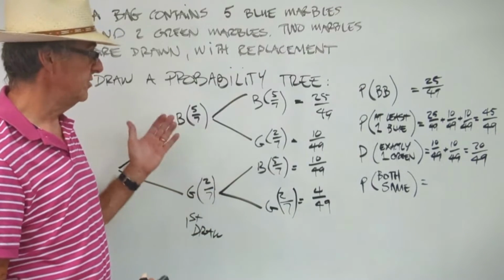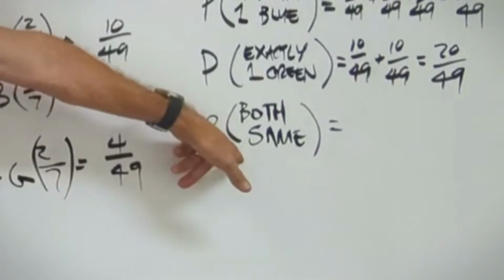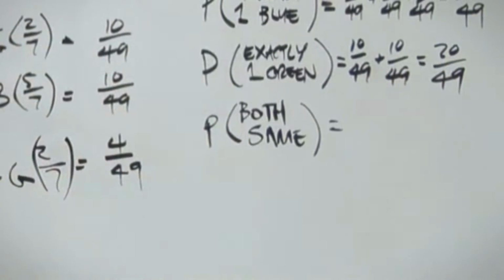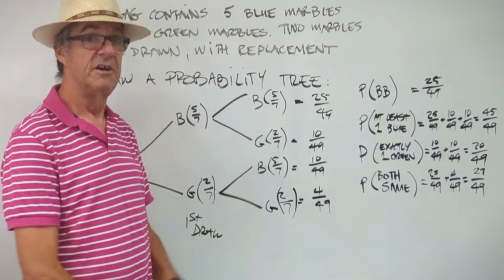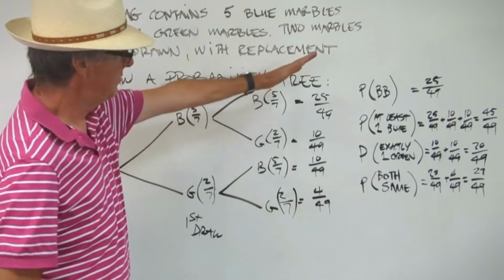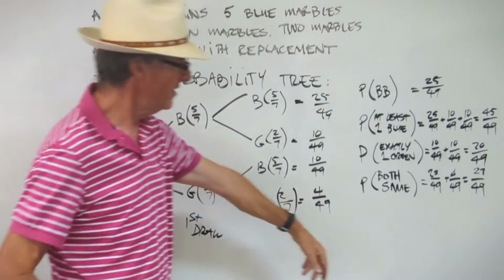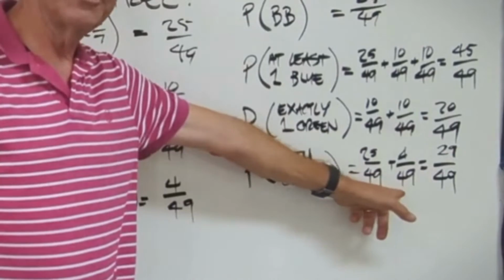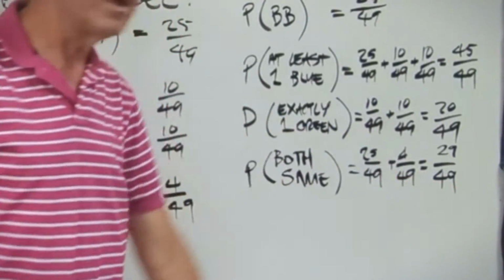One last calculation with this tree. Pause the video and find the probability that both colors will be the same. Okay, there's two pathways that get us the same color. There's the blue-blue path and the green-green path. So we just add the probabilities for each of those paths together and we get 29 over 49.